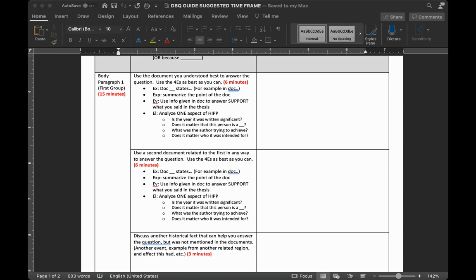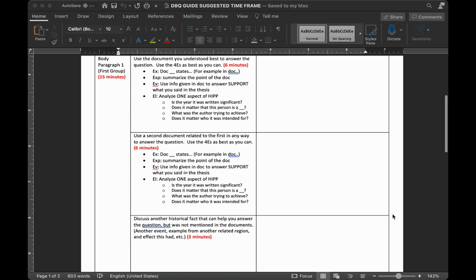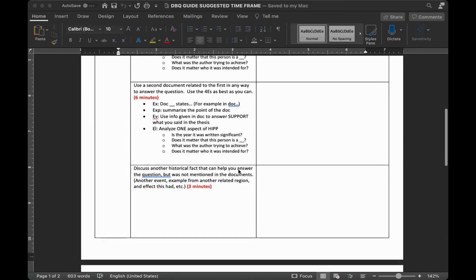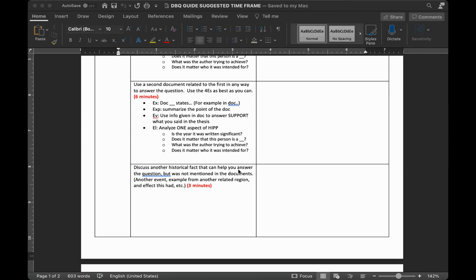Then use the second document and relate it to the first document you used any way you can, right? And again, use the 4 E's. So you want to spend 6 minutes writing about the second document. And then you could discuss another historical fact. This is your evidence beyond the document, right?